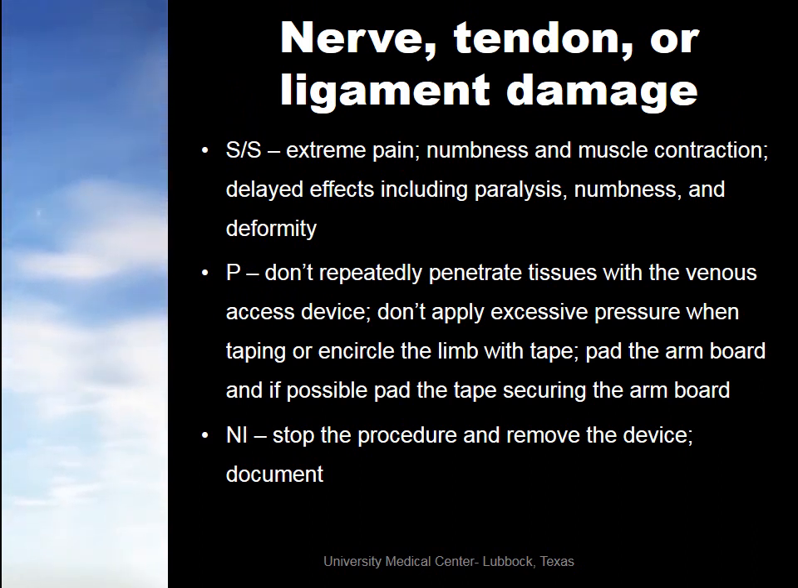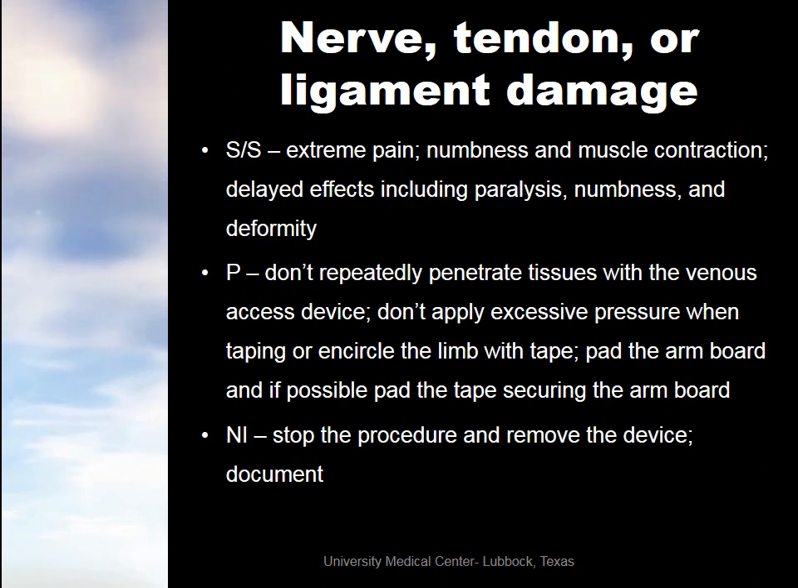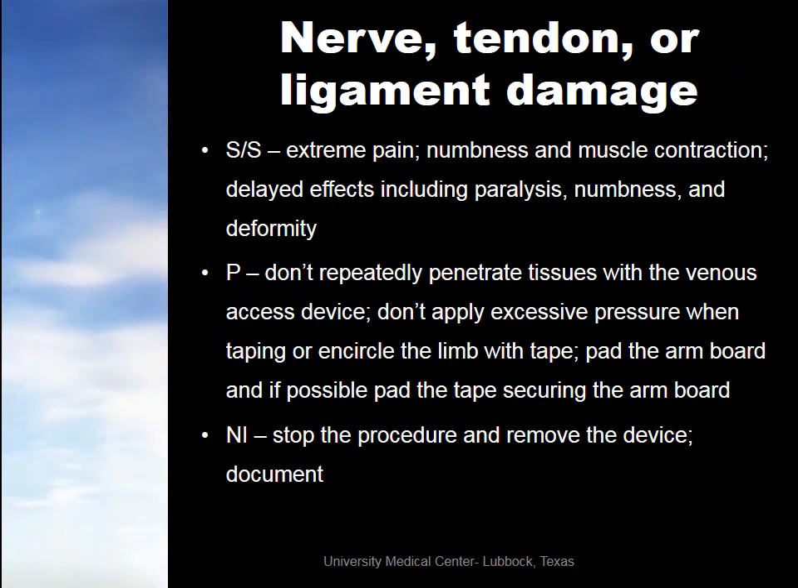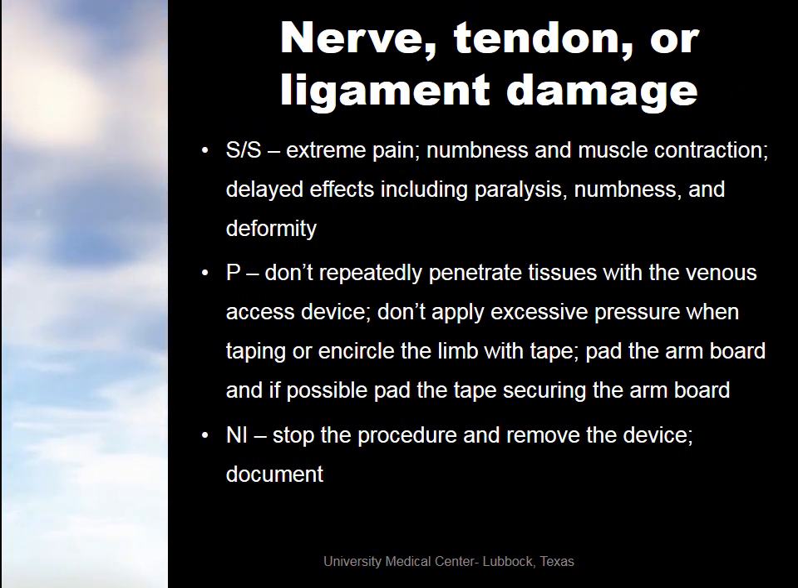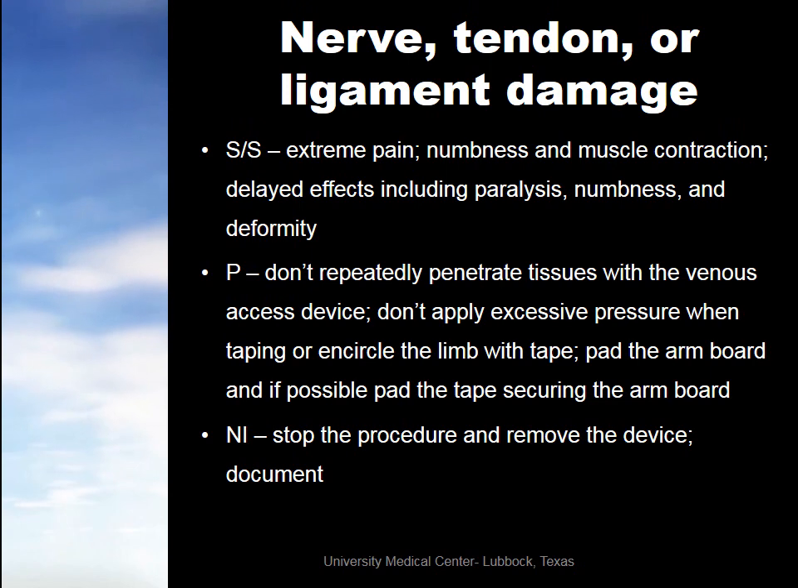Preventions. Don't repeatedly penetrate tissues with the venous access device. Don't apply excessive pressure when taping or encircling the limb with tape. Pad the arm board, and if possible, pad the tape securing the arm board. Nursing interventions. Stop the procedure and remove the device, and document.